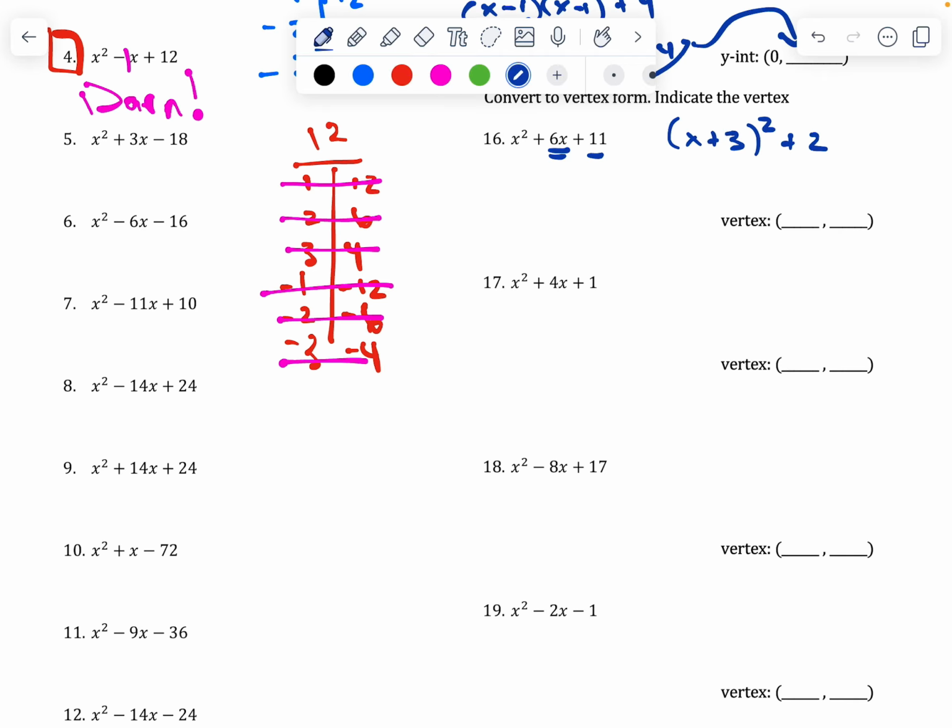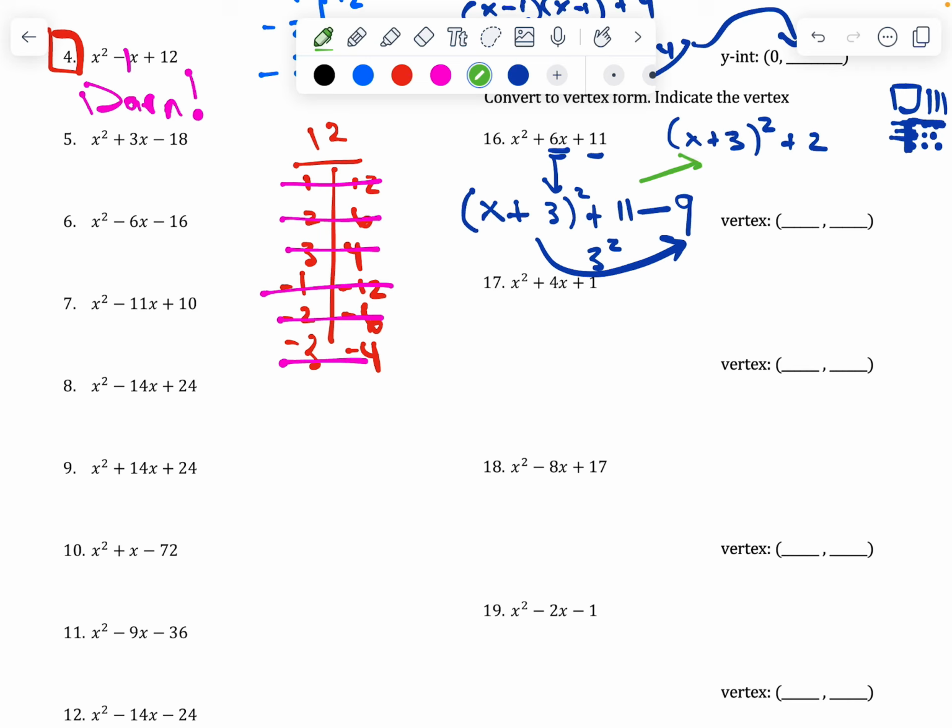The way to do this is this. You're going to draw an x plus half of 6, which is 3. Why are we taking half of 6? Because 3 go that way and 3 go that way. Square it. Now we have 11 dots. We're going to take away 9, to fit in that section. And the way we got the 9 is by doing 3 squared, 3 by 3. So we're going to square that guy to get the 9.